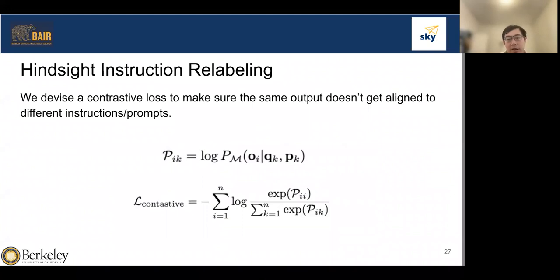So, except for this online sampling and offline training pipeline, the supervised learning pipeline, the one loss we are adding to the offline training is this contrastive loss, basically saying the same output doesn't get aligned to different instructions and prompts. What we found in our experiments is that if we don't have this contrastive loss, we often end up getting the same answers, which align to both instructions, like give me the correct answer or give me the wrong answer. So even if you provide these two different instructions or prompts, the model would generate the same outputs. And this is something we are trying to avoid by introducing this additional contrastive loss.